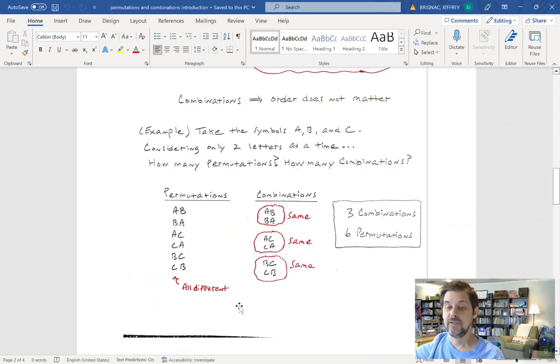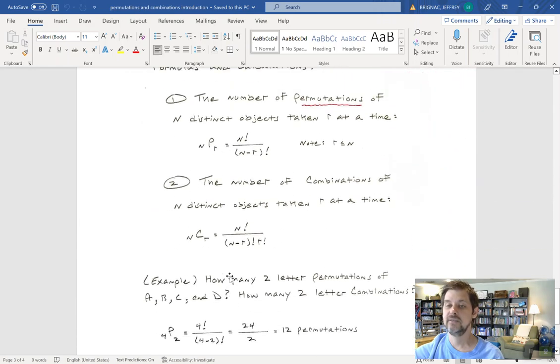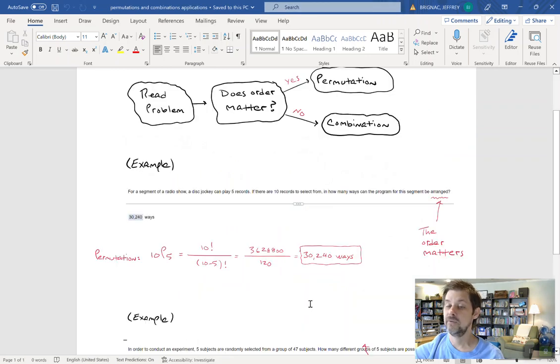Now we have a formula for how to calculate the number of permutations if you have 10 records taken 5 at a time. Here's my formula, okay? So I am going to do that. I'm going to take 10 records, choose 5 at a time. This will tell me how many permutations result. That formula would be 10 factorial over 10 minus 5 factorial.